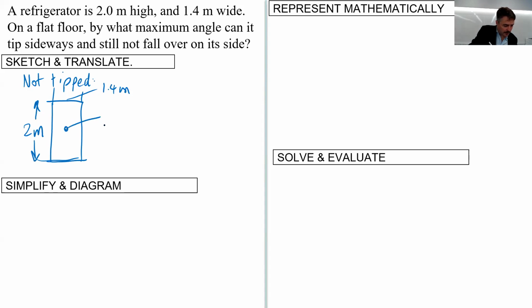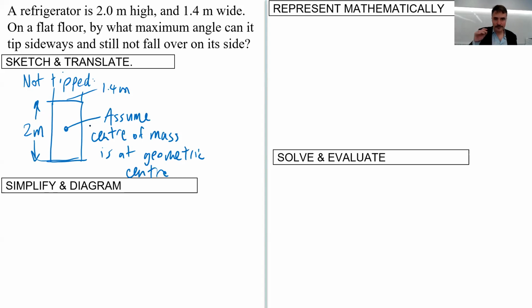And what we can do is make an assumption, assume the center of mass is at the geometric center. So like half of 1.4 away from the left and half of 2 meters away from the floor. So what we're going to do is do the maximum tipped. Right here. It's a little hard to draw though. I'm going to draw it.